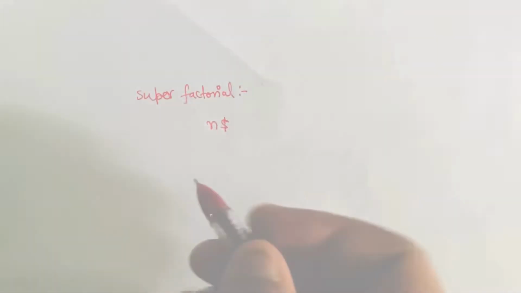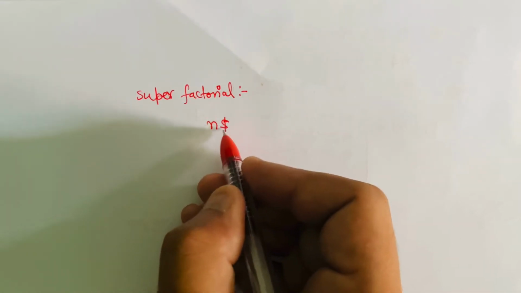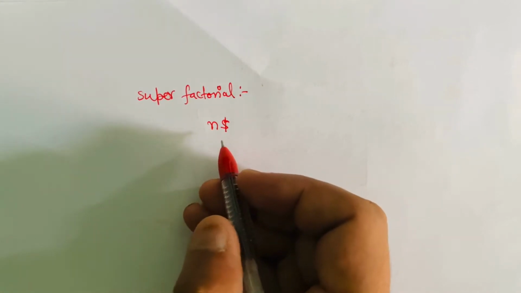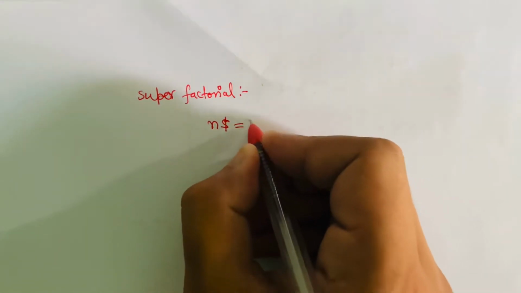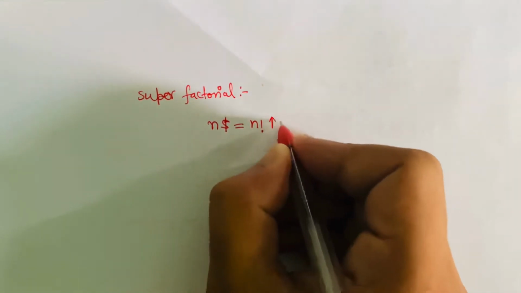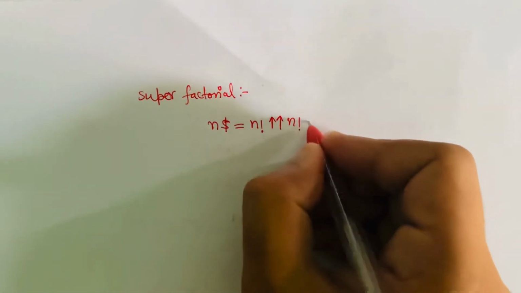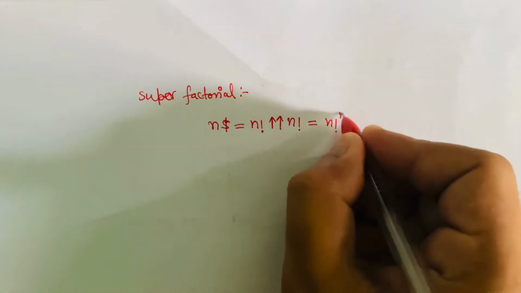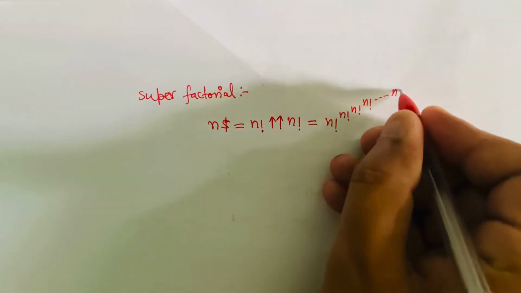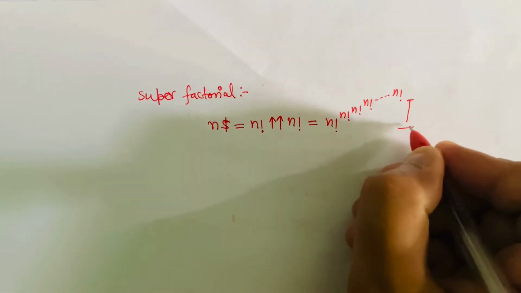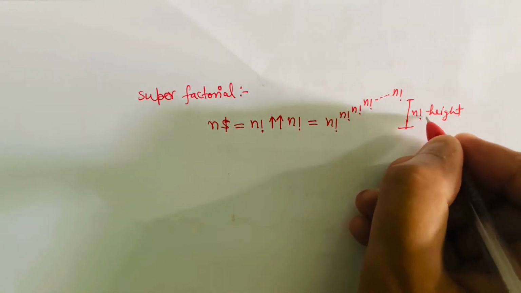Now we are going to discuss the superfactorial. It is represented by the dollar sign, and the superfactorial of n is equal to n factorial double arrow up n factorial. It means the height is n factorial. We can write this as n factorial to the n factorial to the n factorial, up to n factorial times. The height of this tower will be n factorial.